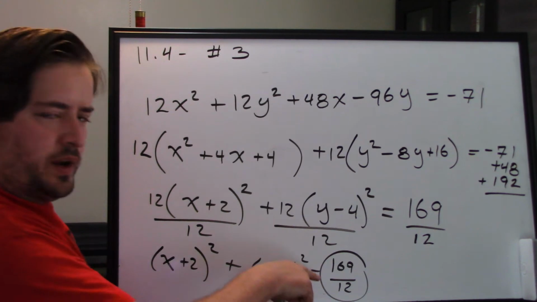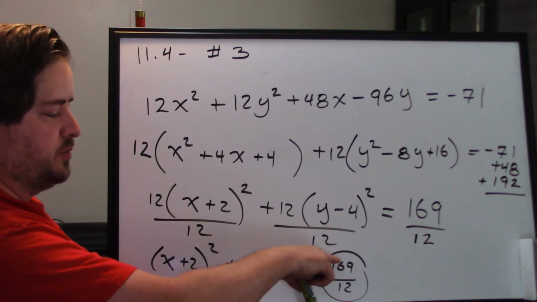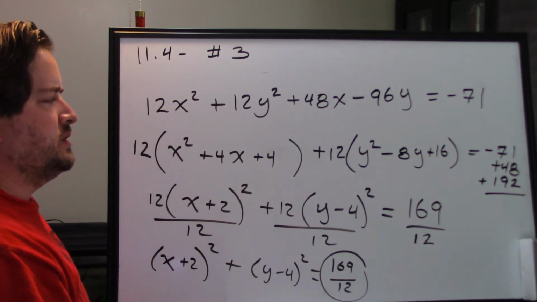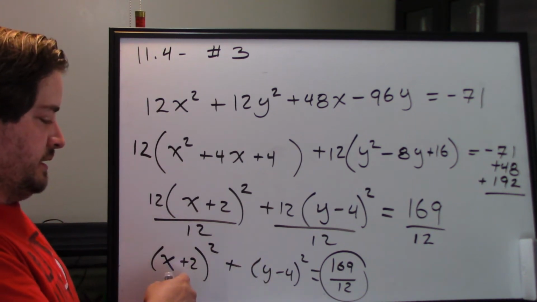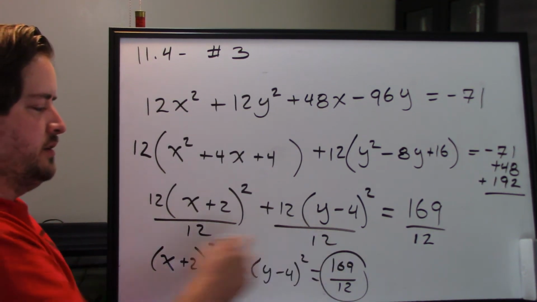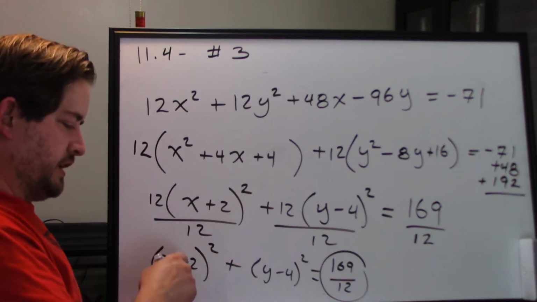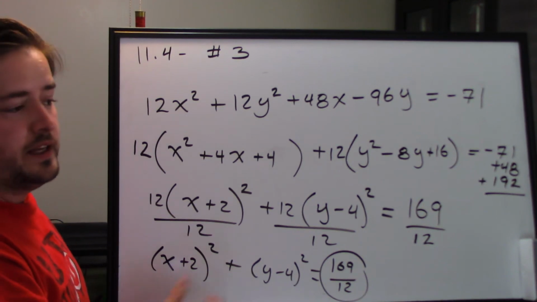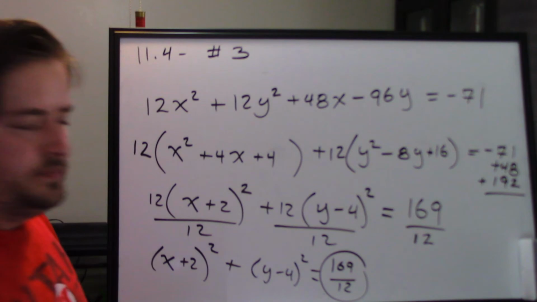This is the square of the radius, right? So r is the square root of this, which would be 13 over 2 root 3. That's not important because in this question we're just identifying what this is, and this is a circle, because it's some x squared, some y squared, equals r squared. It's a circle centered at negative 2, 4 with a yucky looking radius, but that's what it is. So the answer to number 3 is it's a circle.